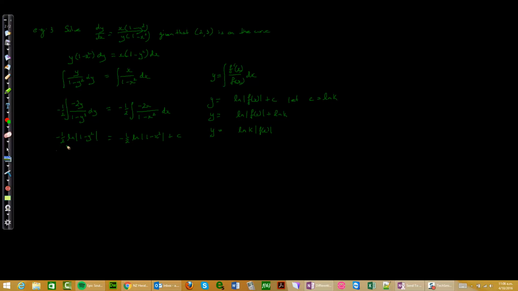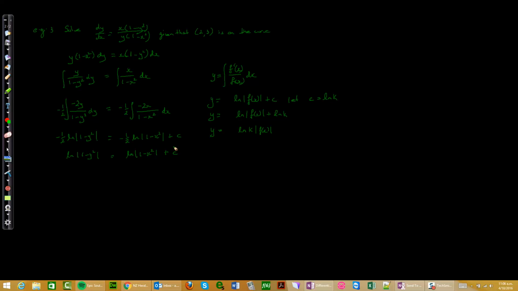I've got a factor of negative a half here and here, so I could multiply every single part of this equation by negative 2, including the constant, and 2 times the constant is just another constant. So this would become that, multiply that by negative 2, multiply this by negative 2, multiply that by negative 2 is simply another constant.